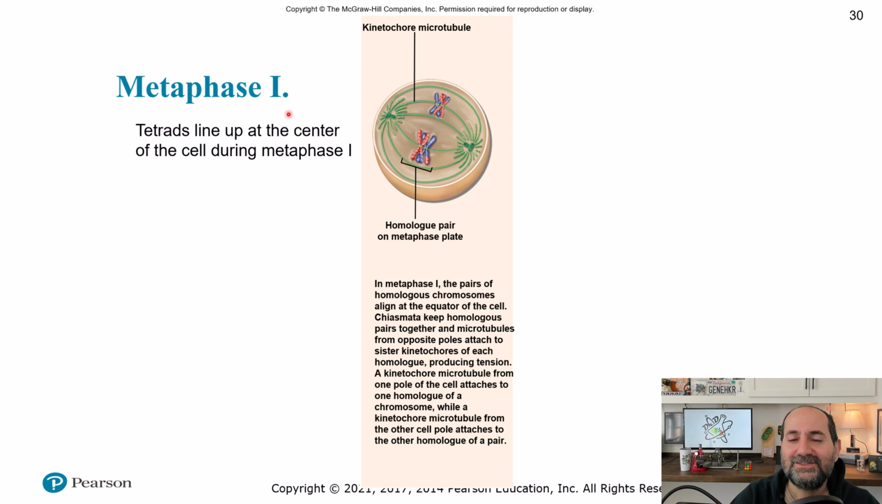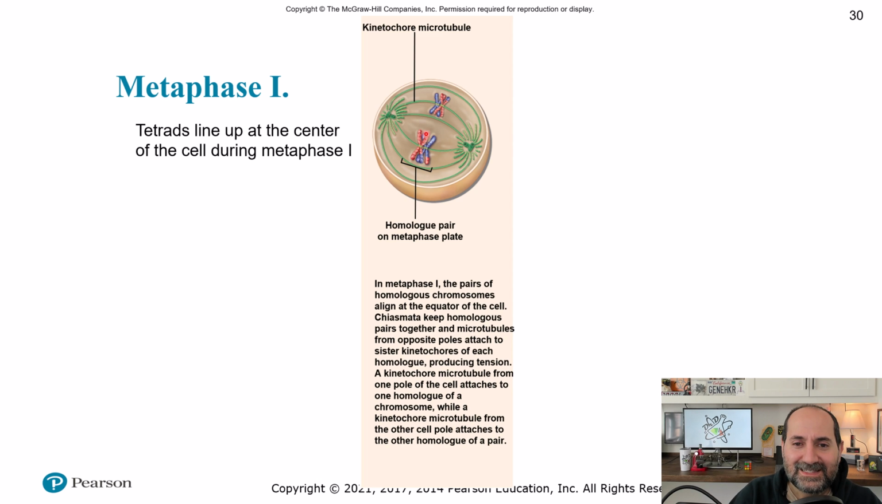Remember, anaphase, when we talked about mitosis, it was the sister chromatids that separated from one another, right? But here, during anaphase I of meiosis, we have tetrads, and it's the maternal homologs that separate from the paternal homologs. So what does that mean?